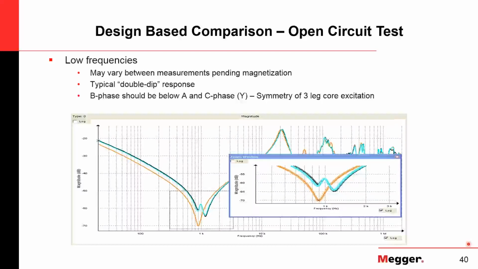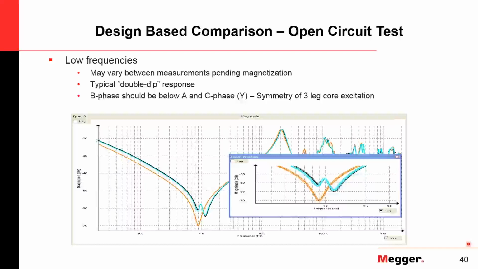And once again, this open circuit test is comparable to your excitation current, where you have two outside legs that have similar excitation currents, and then that center phase, which actually takes less current to excite it. So it's that same type of response, and it's why you have this symmetry between two of them and a little difference for that single one.